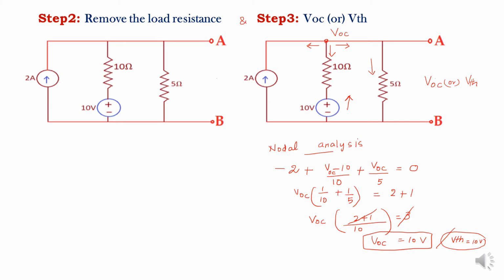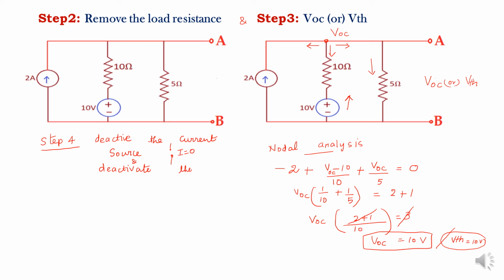After getting the VThevenin, what do I have to do? Step number 4. To find RThevenin, first of all, deactivate the current and voltage sources. Deactivate the current source. So how to deactivate the current source? By open circuiting it. If you open circuit any terminal, is there any current flow? No current flows. So deactivate the current source.